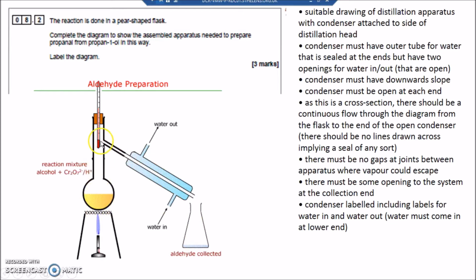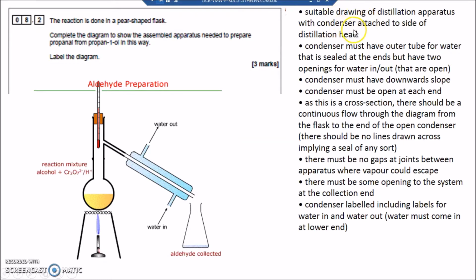If you look, there's a clear flow all the way through. There's no lines which are going to stop the aldehyde and the propanol from going up and then down through the condenser. The outside part, which carries water, you have got water in and water out, and water in is at the bottom and water out at the top, and that's sealed round the outside. So let's have a look at what you get in the mark scheme.